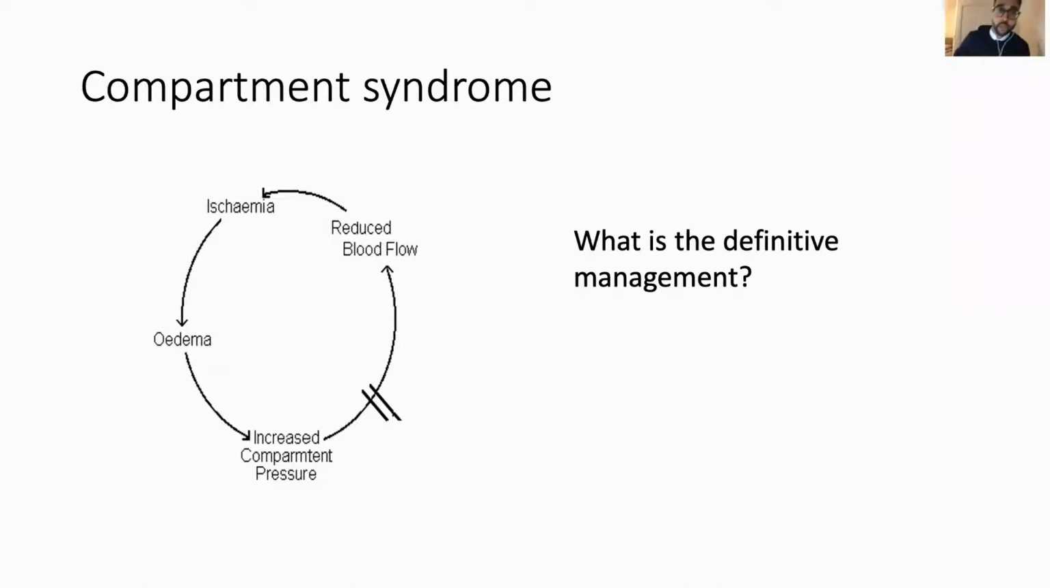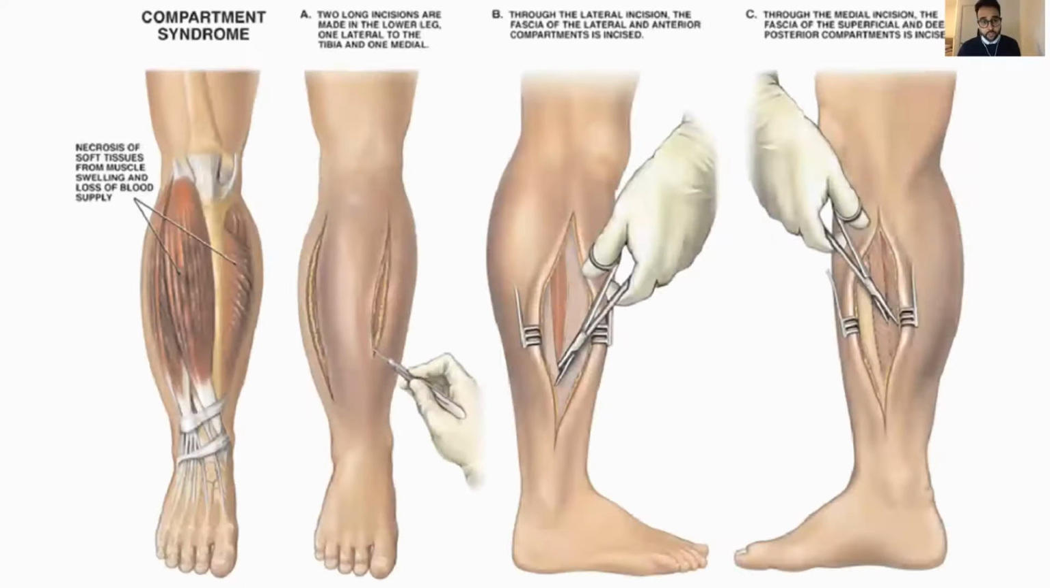Excellent. So 89% of you went for fasciotomies, and that's absolutely correct. That is the definitive management for this condition. If you think about the leg itself, there are 4 compartments. You have anterior, lateral, deep, and superficial posterior. You can enter all 4 of those compartments through 2 incisions.